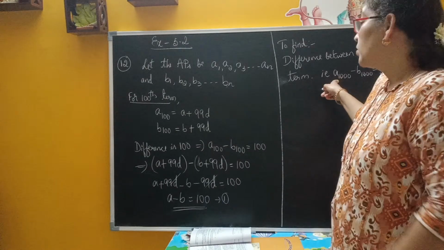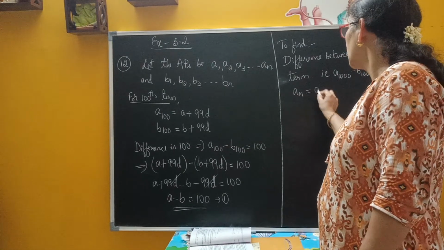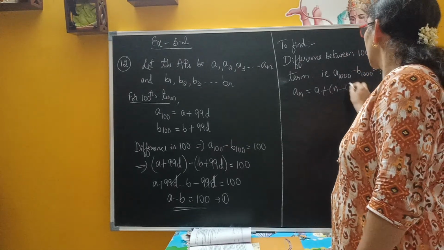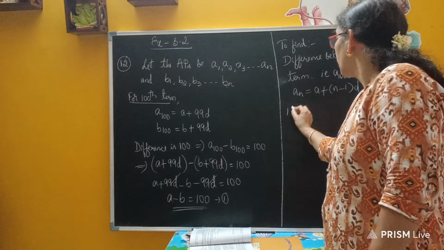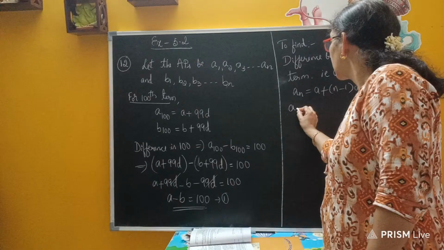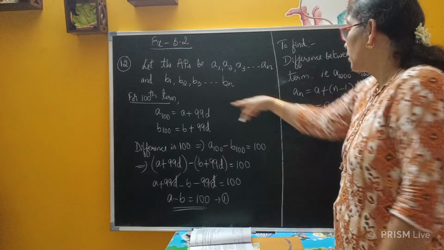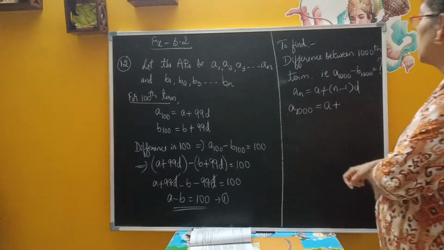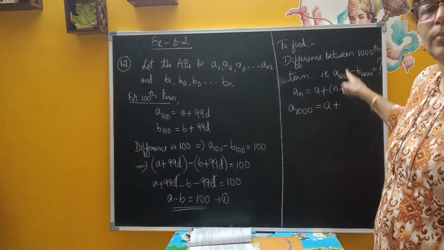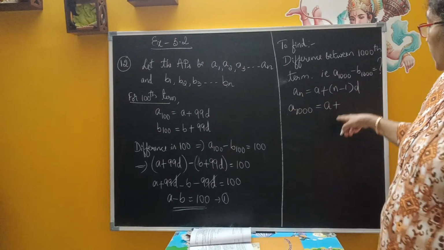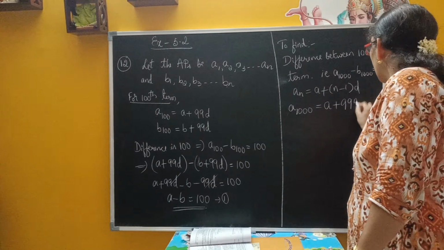So let us write A1000. How do you write it using the formula? The formula is An is equal to A plus n minus 1 into D. So I will use this. A1000 is equal to, what do we get? The first term is A, so A plus, here we have 999D. 1000 minus 1, since the n value is 1000, it is 999D.